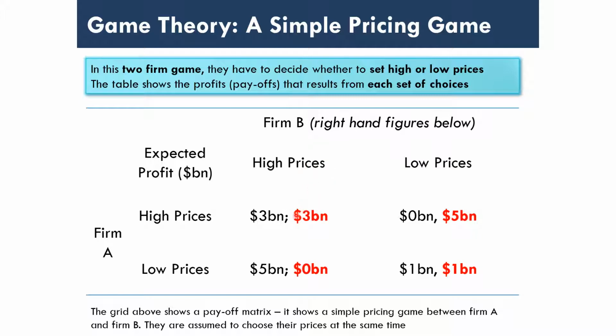So if they both set high prices, they're both going to make profits of 3 billion. If firm B sets a high price, but firm A sets a low price, well, firm A is going to do very well, 5 billion profit, and B is not going to get any. If firm B sets the low price and gains all the customers, and firm A sets a high price, firm A is not going to do very well, firm B is going to generate lots of extra money. If they both go for low prices, the payoff is 1 billion each.